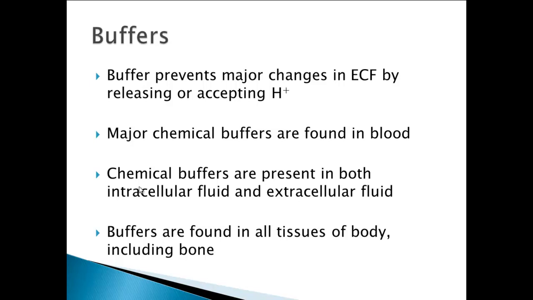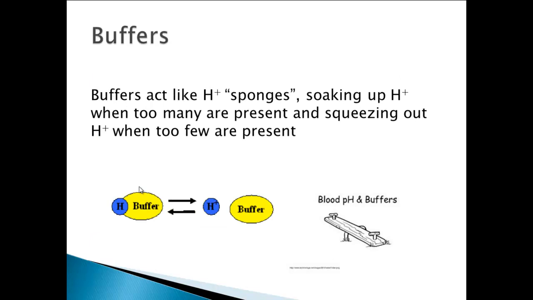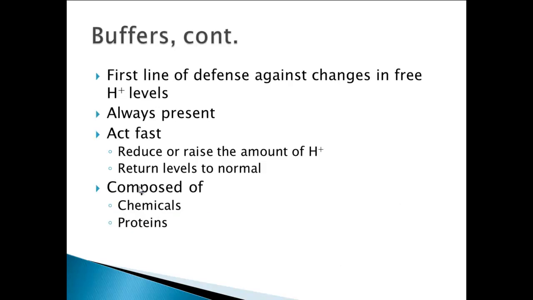They can bind to it. Major chemical buffers are found in the blood, but they're also in the intracellular and extracellular fluid. Basically, they're in all tissues of the body, even the bone. They pretty much act like sponges. They'll soak up the hydrogen ion when there are too many present and things are too acidic, and they squeeze out the hydrogen ion when there are too few present or the system is more alkalotic.